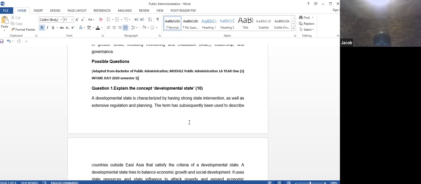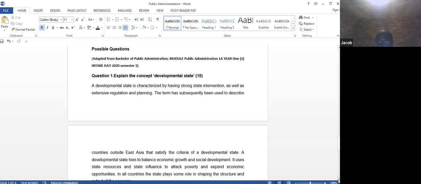Then a developmental state tries to balance economic growth and social development. In this case, the government will be trying to ensure that the economy is stable and does not collapse, but they also look at the social welfare of their people, social development. Here in South Africa, we have social grants that are given to people as examples. So South Africa qualifies in these instances as a developmental state.